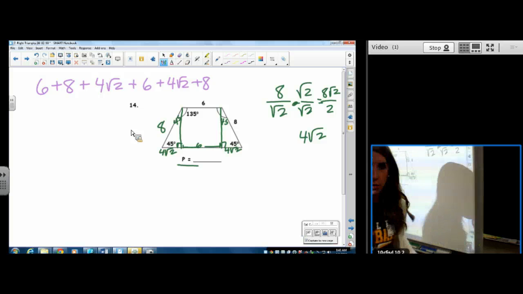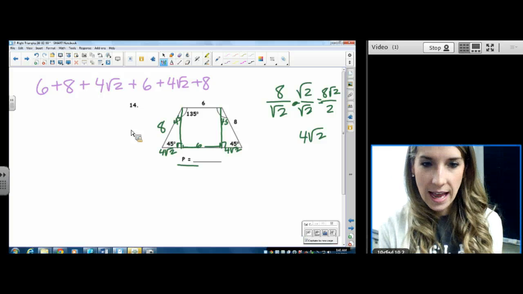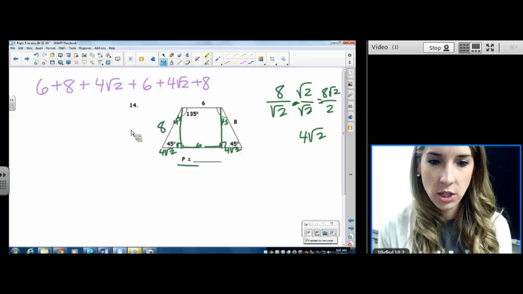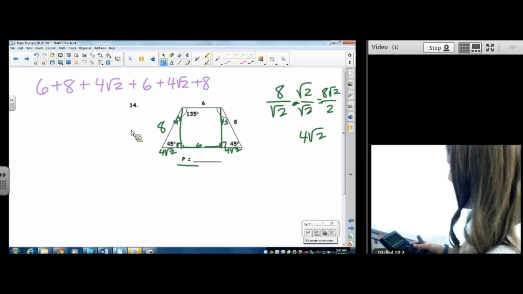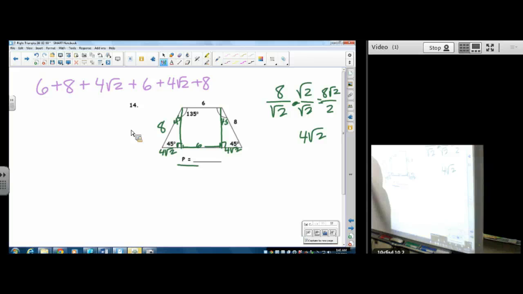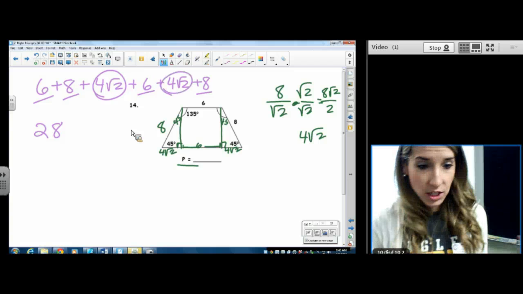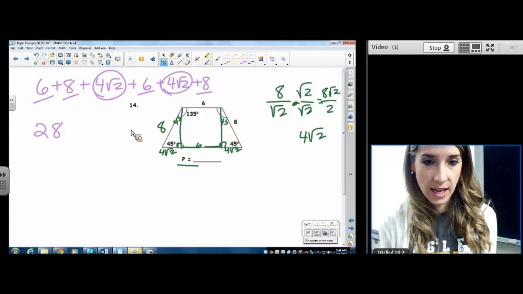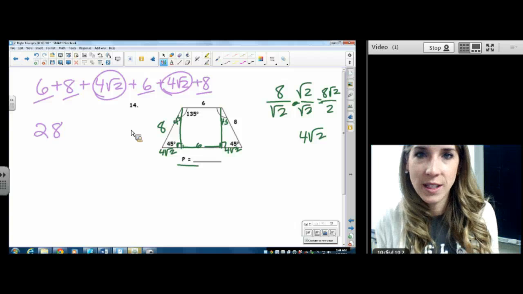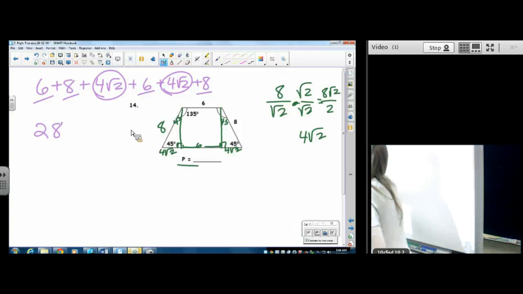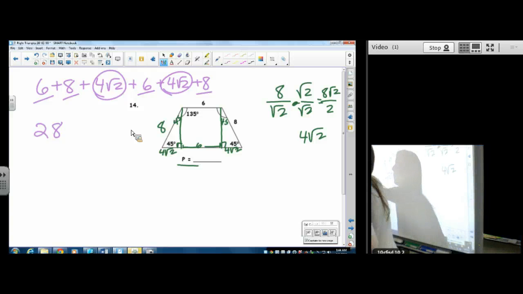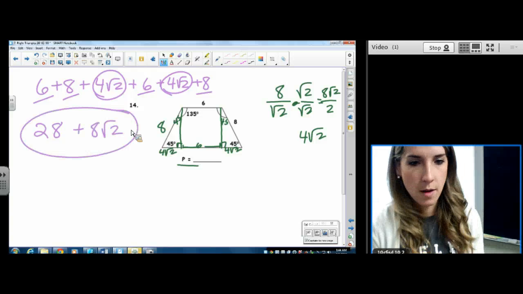I wouldn't expect you to write that addition sentence out every time, but we do need to make sure we are adding our like terms, right? So we're going to add 6 plus 8 plus 6 plus 8. Is that where we get the 28, right? And then are we allowed to add 4 root 2 plus 4 root 2? Are those like terms? Yes, they are. It's like 4x plus 4x. What is 4x plus 4x? Well, it's 8x. So it's 8 root 2. And that is the perimeter of the figure on number 14.